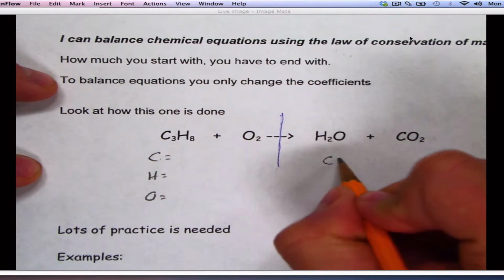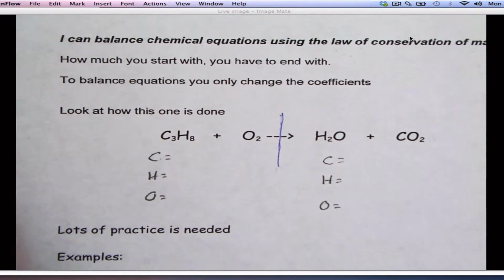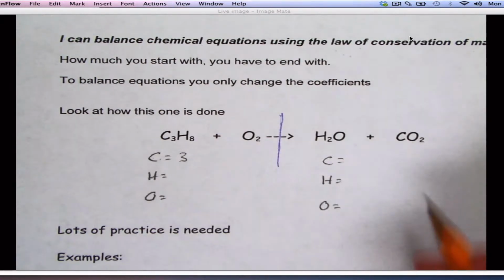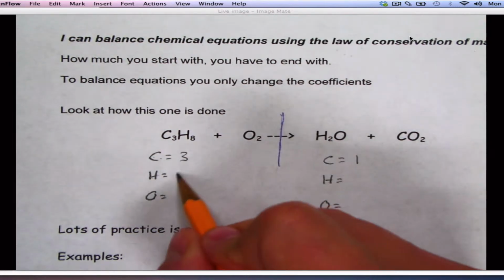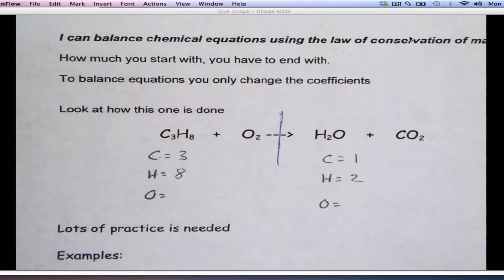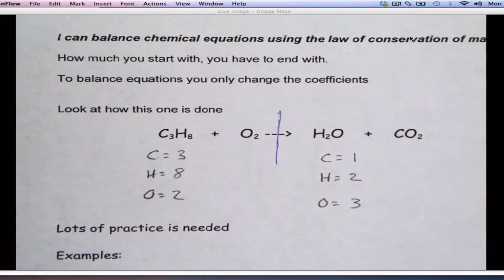I have carbons, I have hydrogens, and I have oxygens on each side. All right? I have 3 on this side. I have 1 on this side. I have 8 on this side. I have 2 hydrogens on this side. I have 2 hydrogens here, and I have 3 hydrogens. Okay? So, here we go.